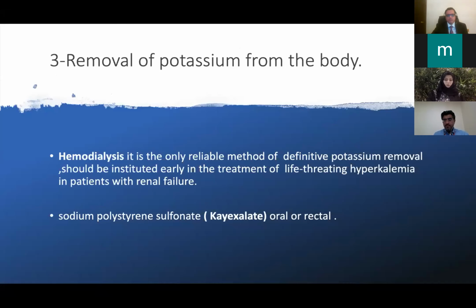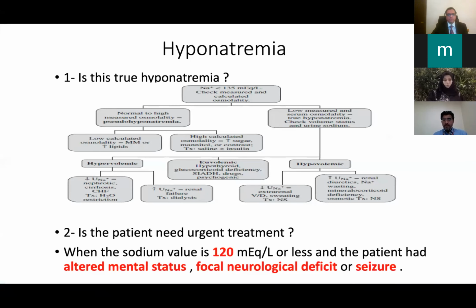So finally, this was my talk about hyponatremia, hyperkalemia, briefly. So this is a rapid review about what I talked. So if I have a patient with hyponatremia, again, the two questions: is this a true hyponatremia by looking for this algorithm? Then the second will be, does this patient need urgent treatment, which will be if my sodium level is less than 120 with one of those indications.